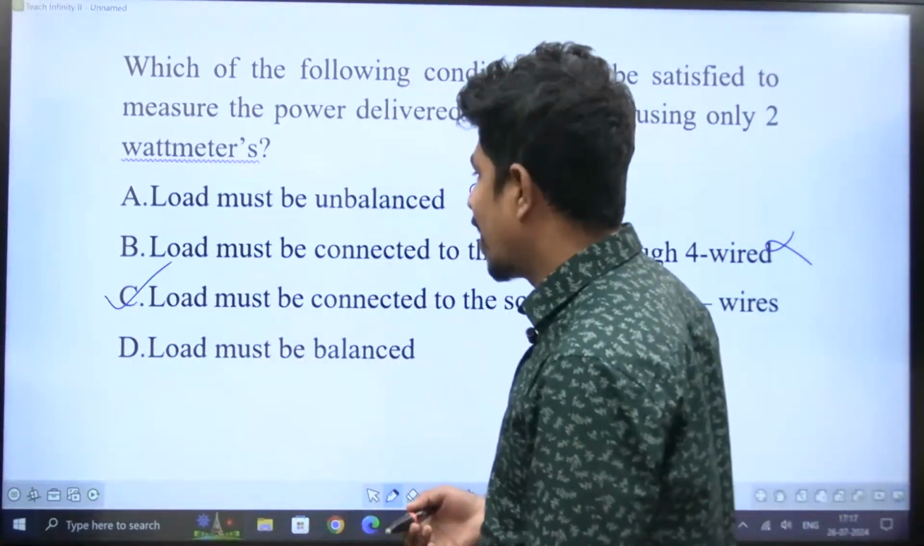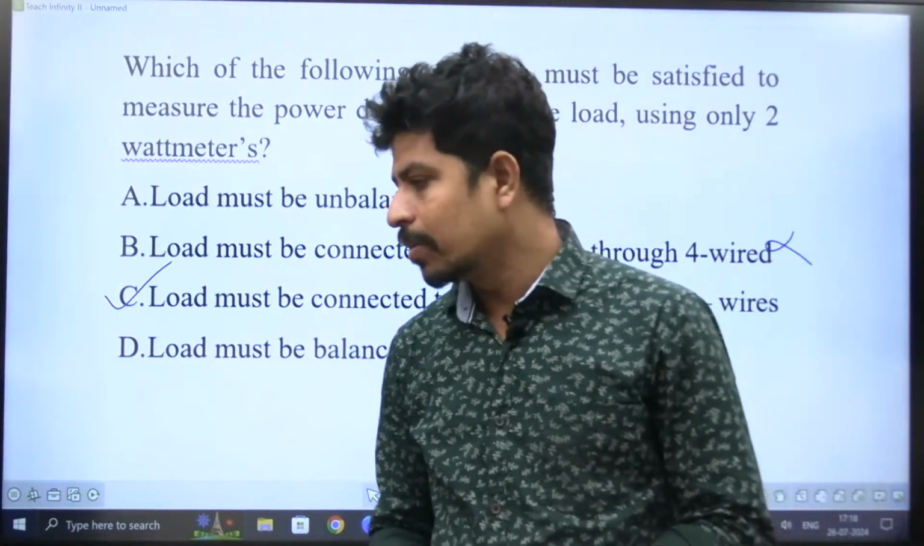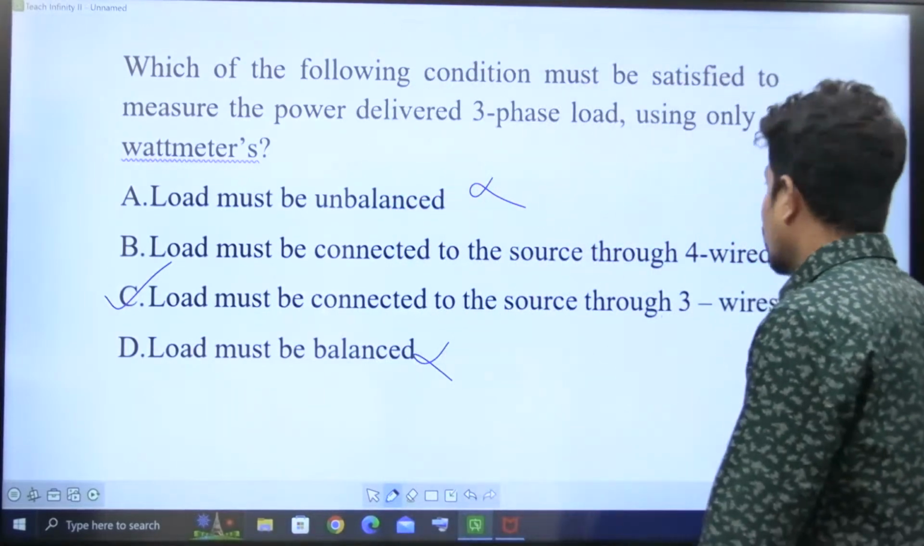Yes. Load must be balanced. This is also not a condition, right? We can measure. Very good. Very good. Yes, Arish. Next question.